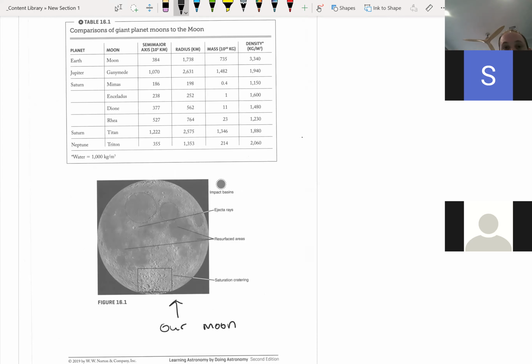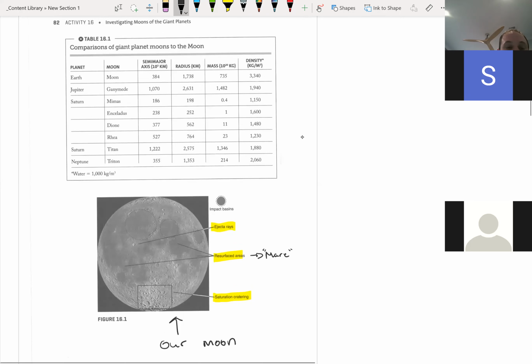Okay, and these are some of the features that are on our moon. The resurfaced areas are the mares. Okay, then we go to the data table here.